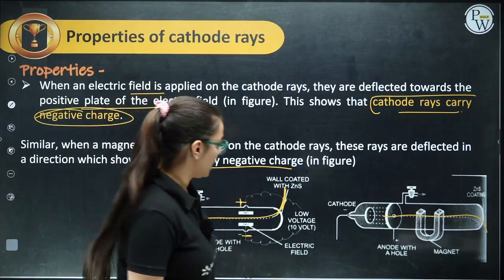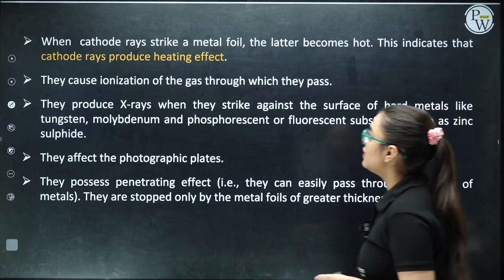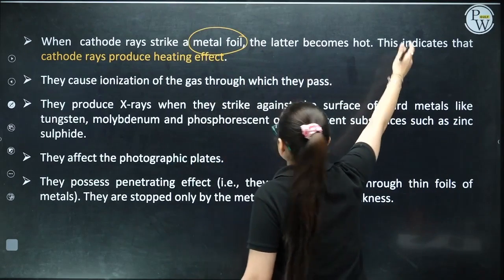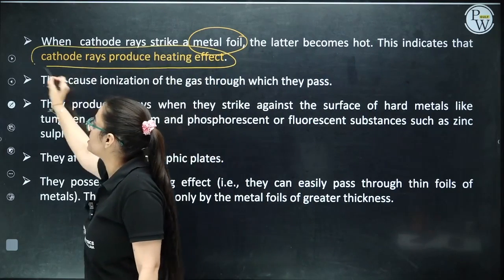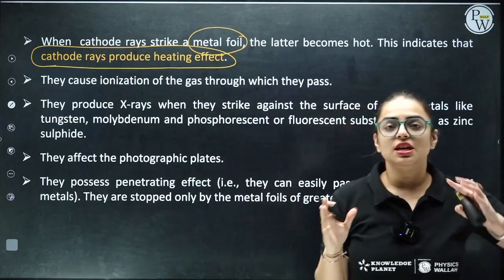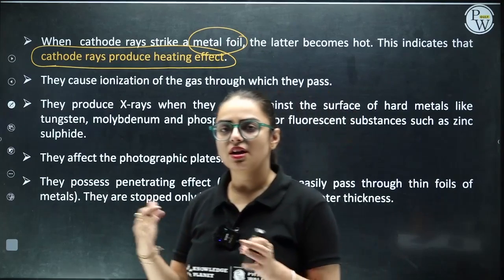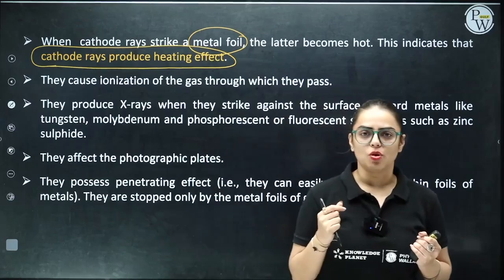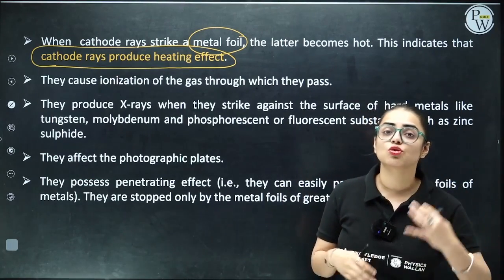Clear everyone? Very good. Moving on to the next part, the next property is when cathode rays strike a metal foil, the latter becomes hot. This indicates that cathode rays produce which effect, students? Heating effect. You might feel that, ma'am, this is so theoretical. See, this is the initial start of our chapter, that is introduction. So it is theoretical, but yes, in the upcoming topics, you will feel that, oh, this is such an interesting topic. See, this is why I'm explaining this to you, because you should at least know from where electrons, protons and neutrons came, right?